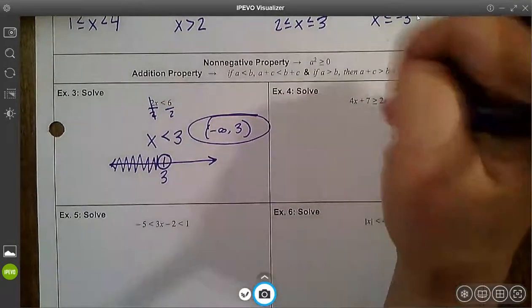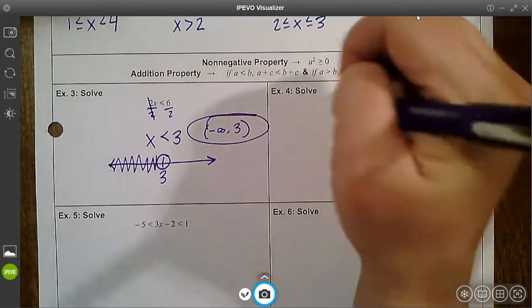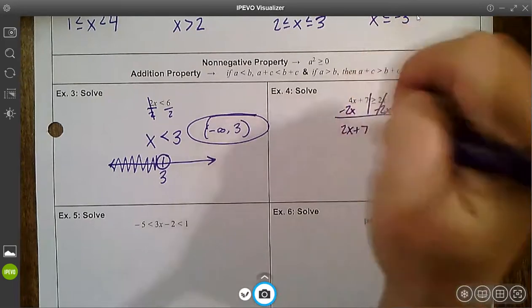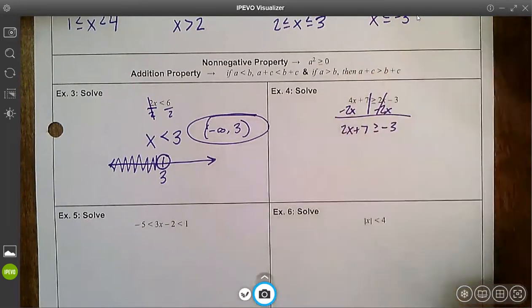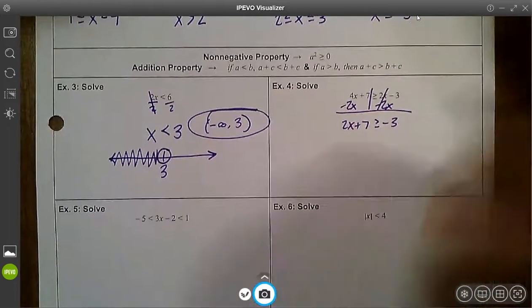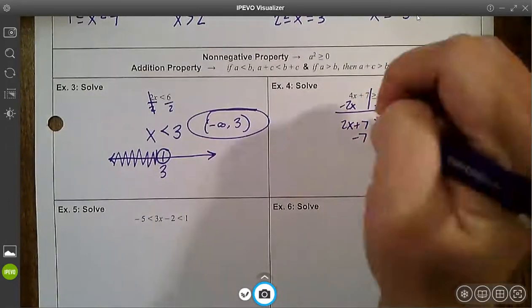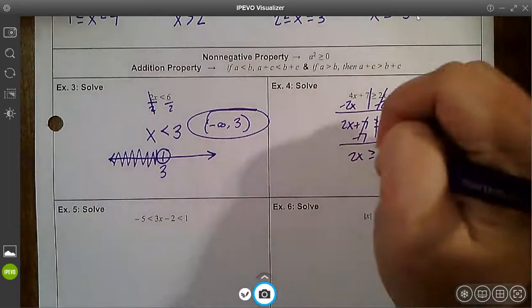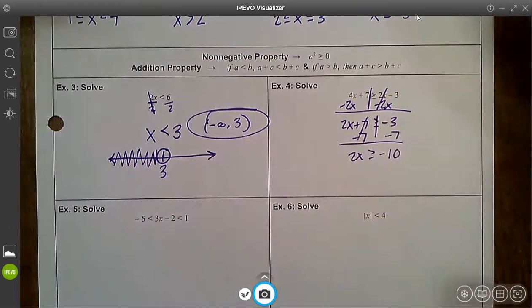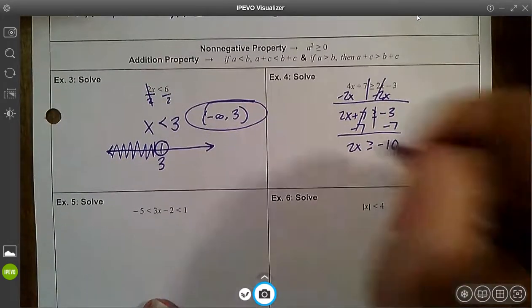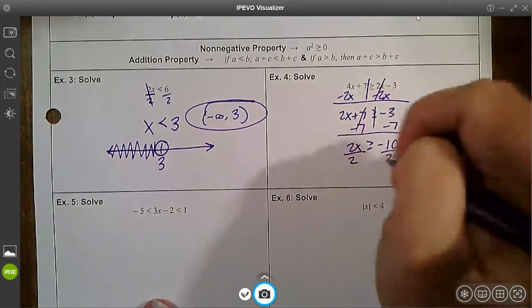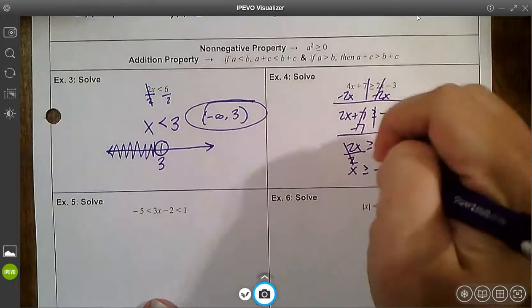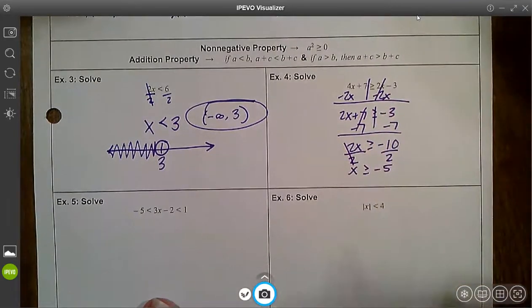Number 4, I want to get my x's together, so I'm going to subtract 2x from both sides. I have 2x plus 7 is greater than or equal to -3. Subtract 7 from both sides. 2x is greater than or equal to -10. Divide both sides by 2. I divided by positive 2, so it does not flip my inequality. X is greater than or equal to -5.